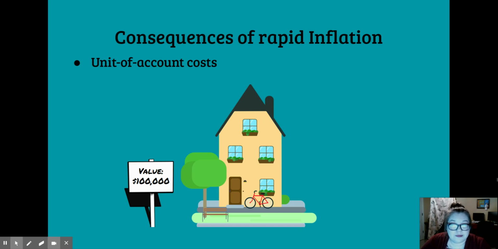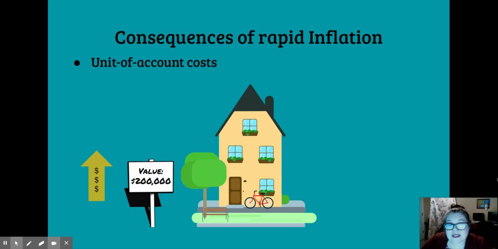Now, let's say that inflation rises rapidly over the next few years, and the house now has a value of $200,000, even though it's the same house. The house has increased in price because everything in the economy is now more expensive, but the value of the owner's income has actually decreased due to inflation. His real wage has decreased.